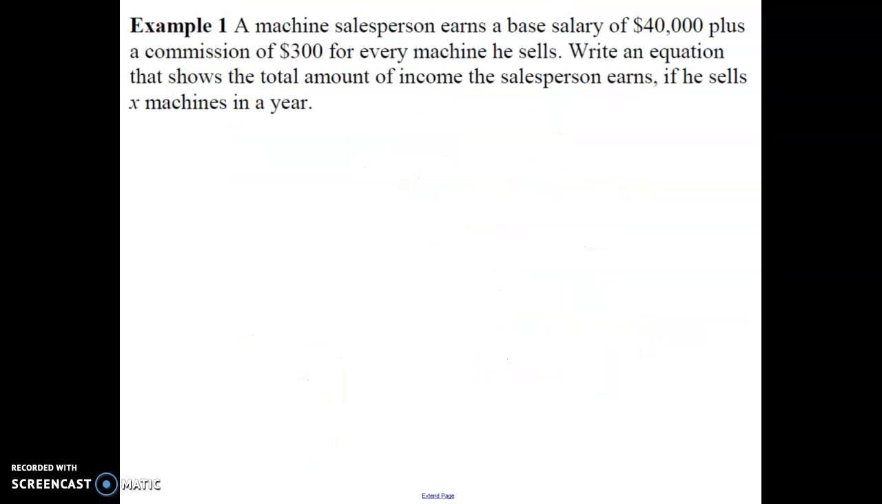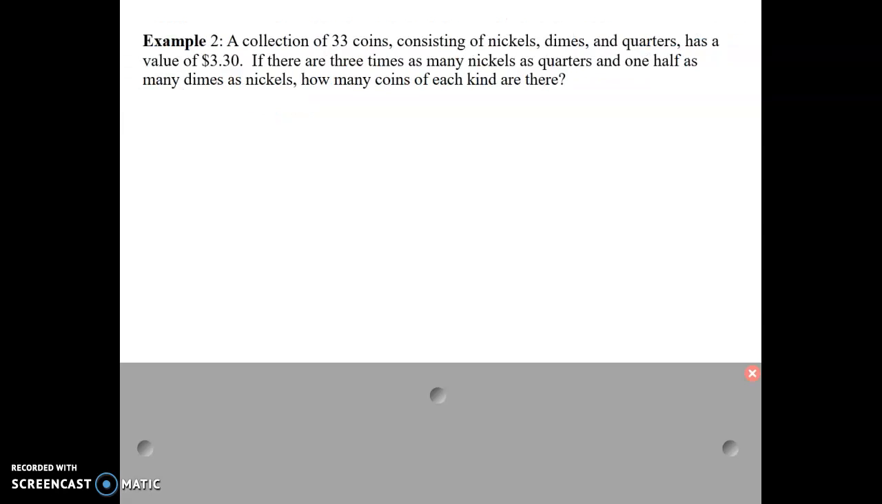All right, let's look at our next example. I actually think we did this question already when we did our linear functions in chapter 6. This one says that a machine salesperson earns a base salary of $40,000 plus a commission of $300 for every machine he sells. Write an equation. Never mind, we were on the wrong example. Let's go to example 2.